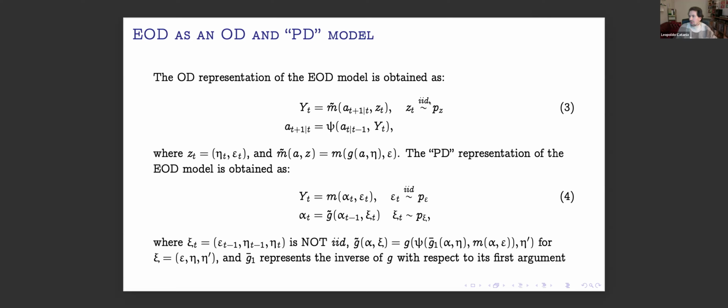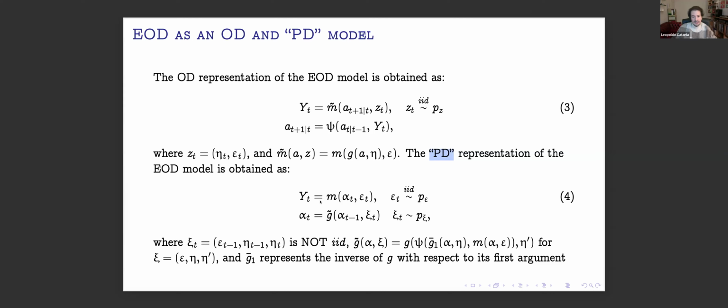And this is simply the observation-driven representation of this EOD model. And then what we can also obtain is a "quote" parameter-driven representation. Now I will discuss the quotes here.